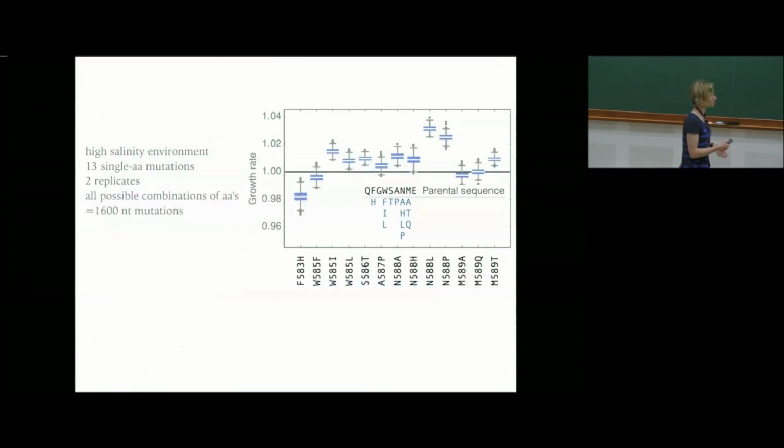Just to tell you what this data set is: we're back in the high salinity environment, because we also wanted to include some mutations that might be beneficial. As you remember, in the standard environment we found almost no beneficials, right? So it made more sense to look into an environment where we can find beneficial mutations. Then we picked 13 of the mutants that we had in our original data set, and we built every possible combination of each of these mutations.